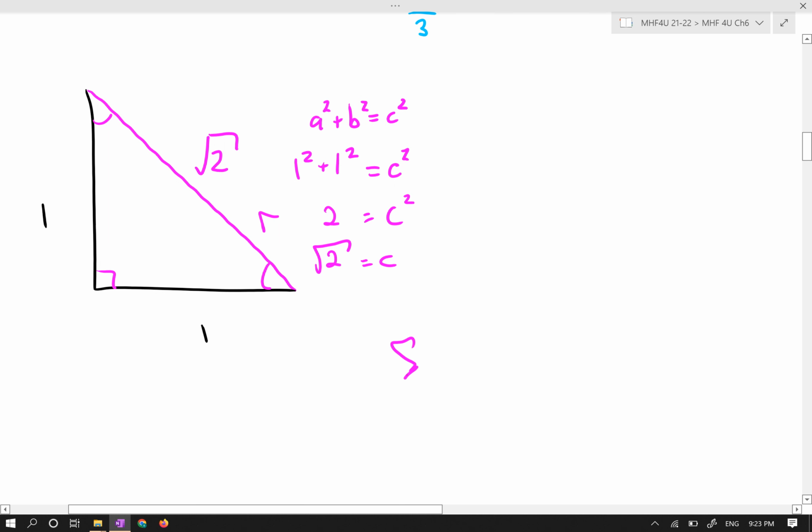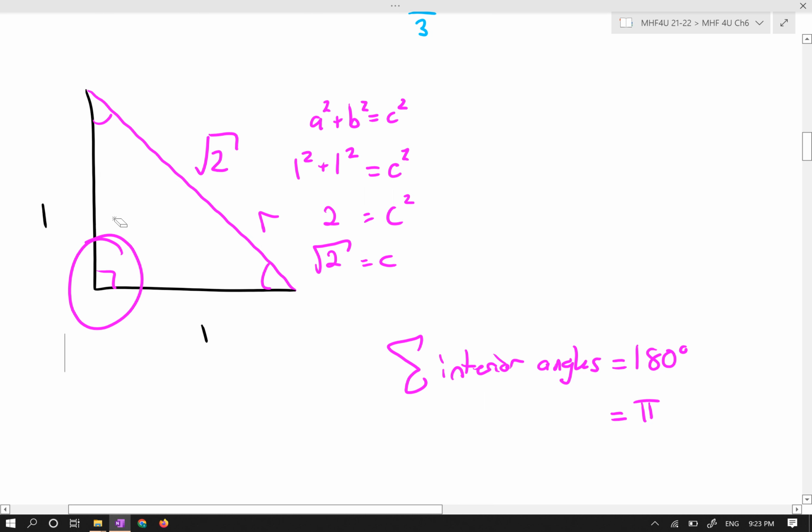Okay, well, we know the sum of interior angles is 180 degrees. That's great. That's what you would have said in grade 11, but now that we're in grade 12, we don't say 180 degrees. We say pi radians. The sum of interior angles is pi. Okay, well, that's great. This angle right here, this is a 90-degree angle. Whoops, no, wait, we're in grade 12. So this is a pi over 2 angle.